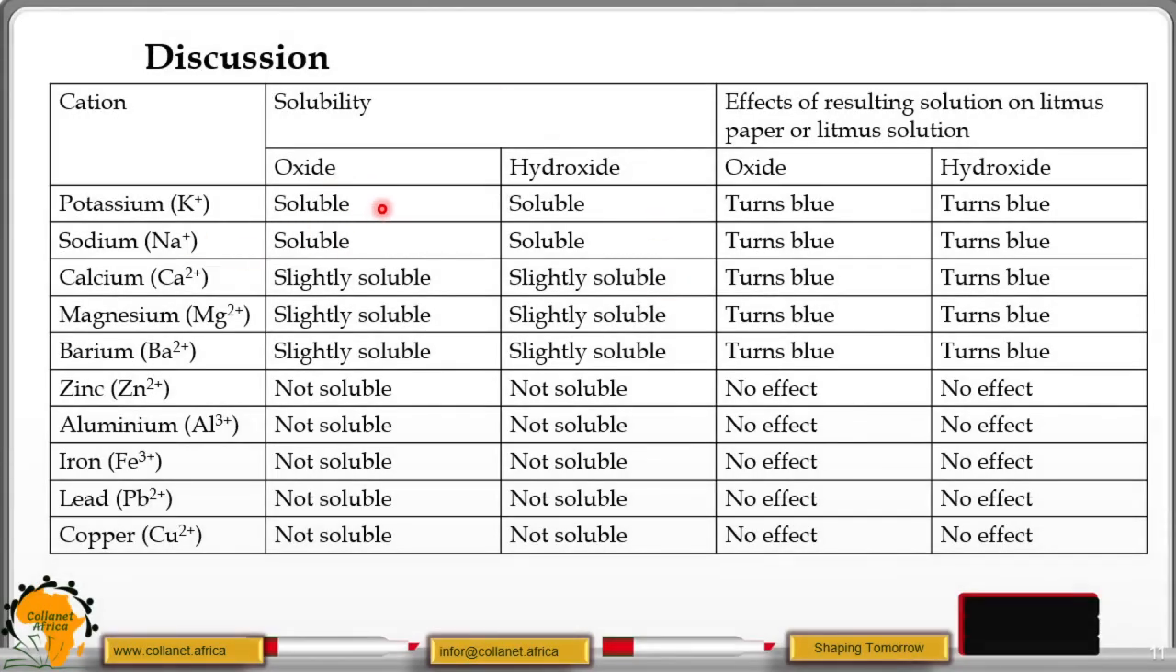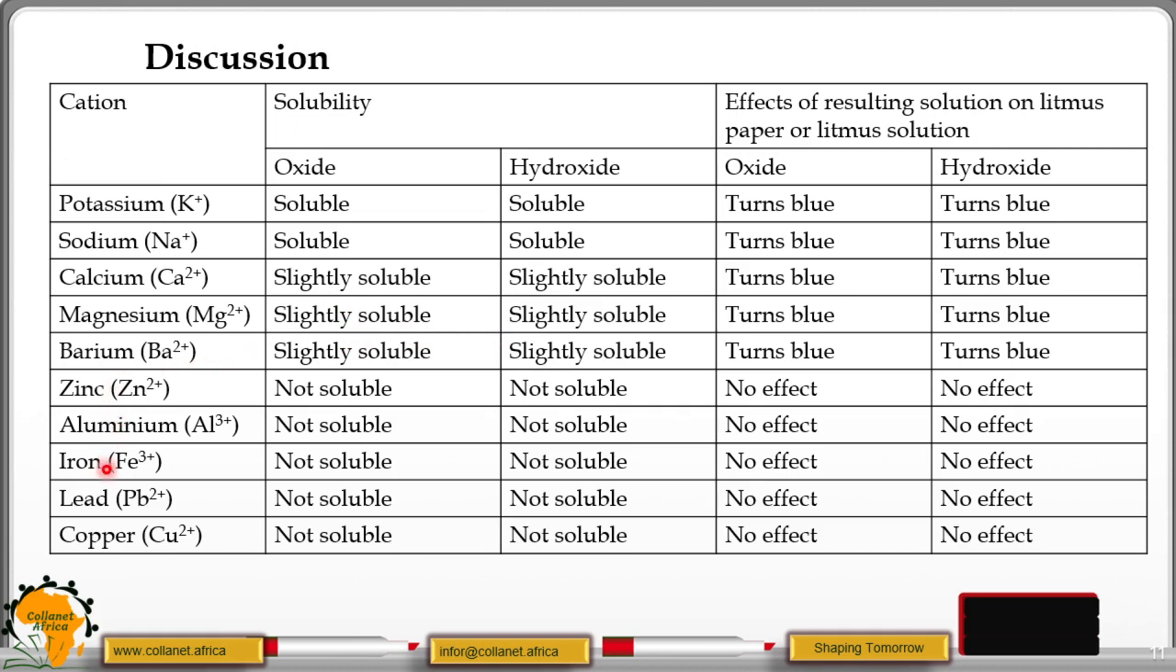This is the summary of the solubility of the bases. These are the cations, the metals, and the oxides and the hydroxides. If you look at the solubility, you're going to see that the oxides and hydroxides of potassium and sodium are soluble. Those of calcium, magnesium, and barium are all slightly soluble, which means they don't dissolve fully.